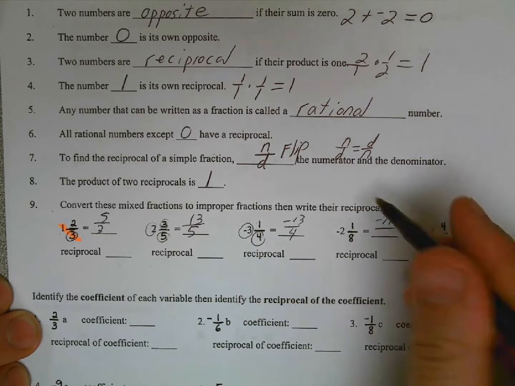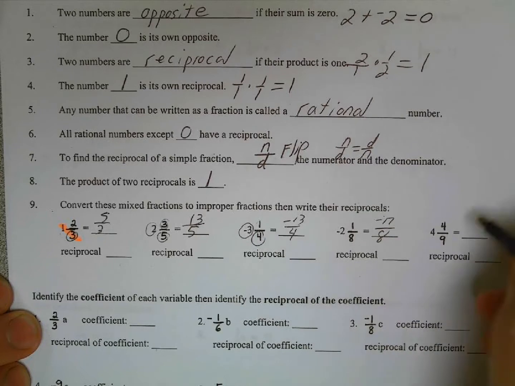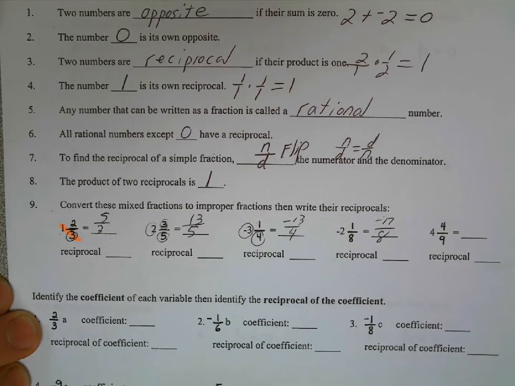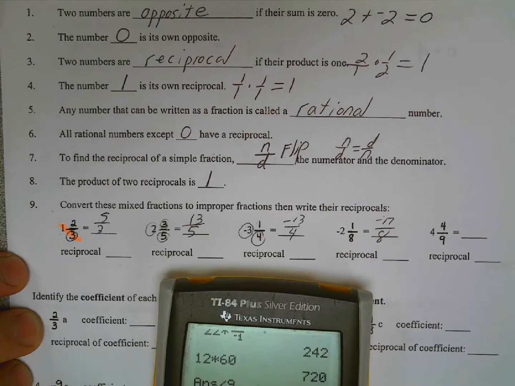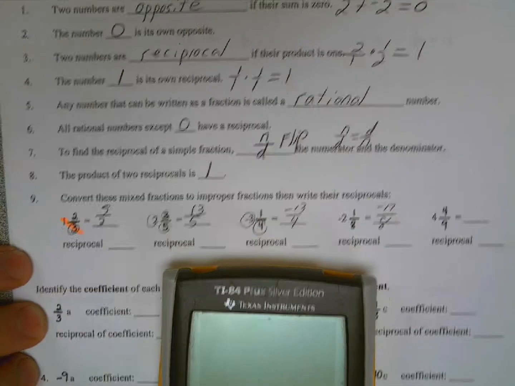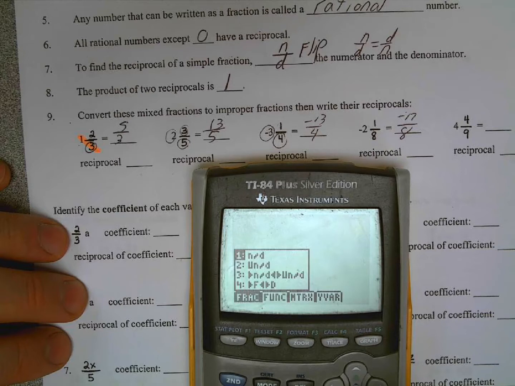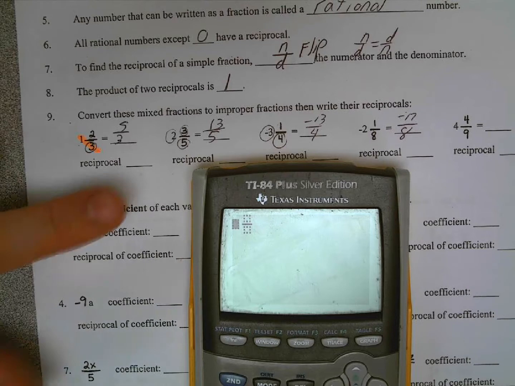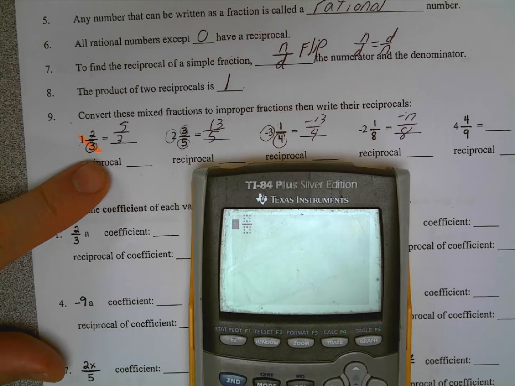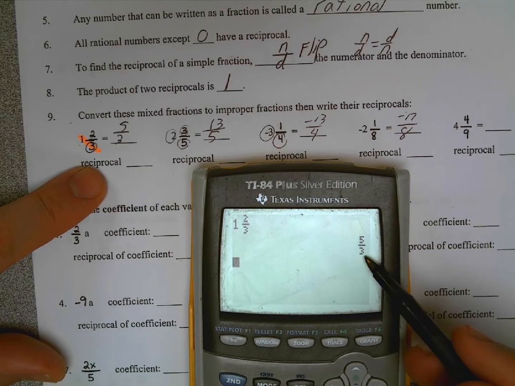So what I'm going to do to help you check this is use the calculator, right? We can put our improper fraction in the calculator by hitting second y equals. And if you look, number 2 here, there's my mixed number right there. Mixed fraction. So I have my 1 and 2/3. 2/3 is the same as 5/3, right?